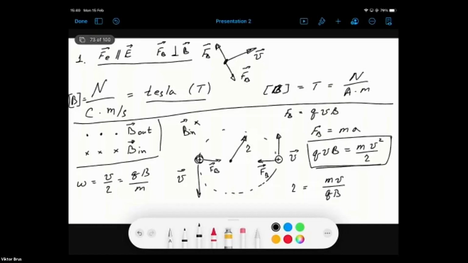So it shows angular velocity and also the time period for one circular motion, when it moves 360 degrees and makes one rotation on this circular trajectory. So it will be 2 pi times R divided by V, and this will be 2 pi divided by omega, or 2 pi times M divided by QB. So this angular velocity, omega, is called the cyclotron frequency.